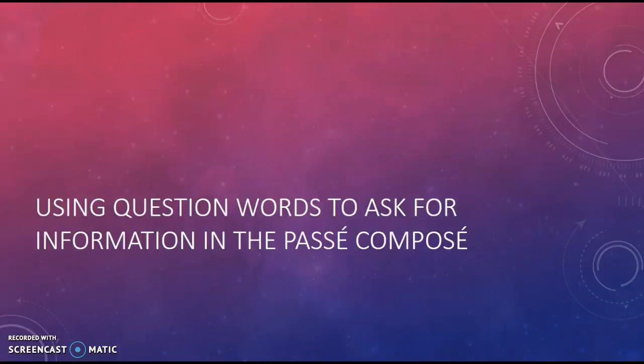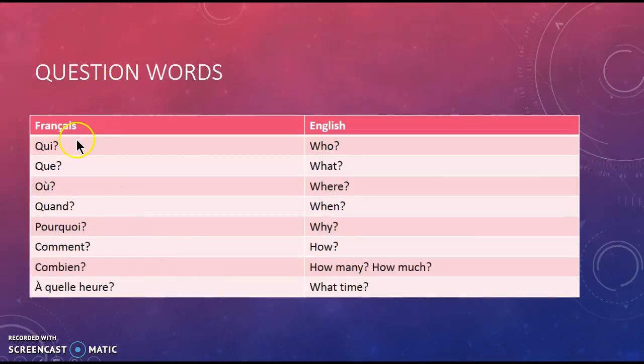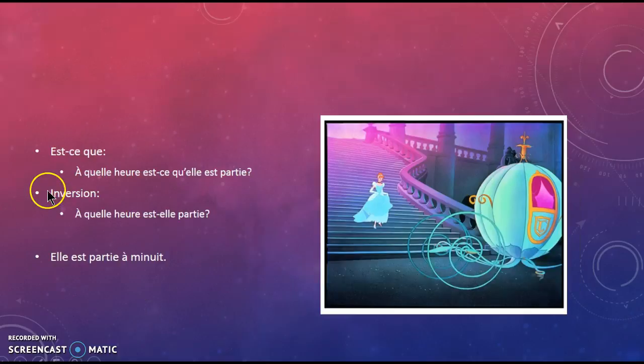So let's now take a look at question words. So remember these. We have qui, que, où, quand, pourquoi, comment, combien, and à quelle heure. So let's take a look at some questions with them. So using est-ce que or inversion, we're going to ask à quelle heure est-ce qu'elle est partie? Or à quelle heure est-elle partie?